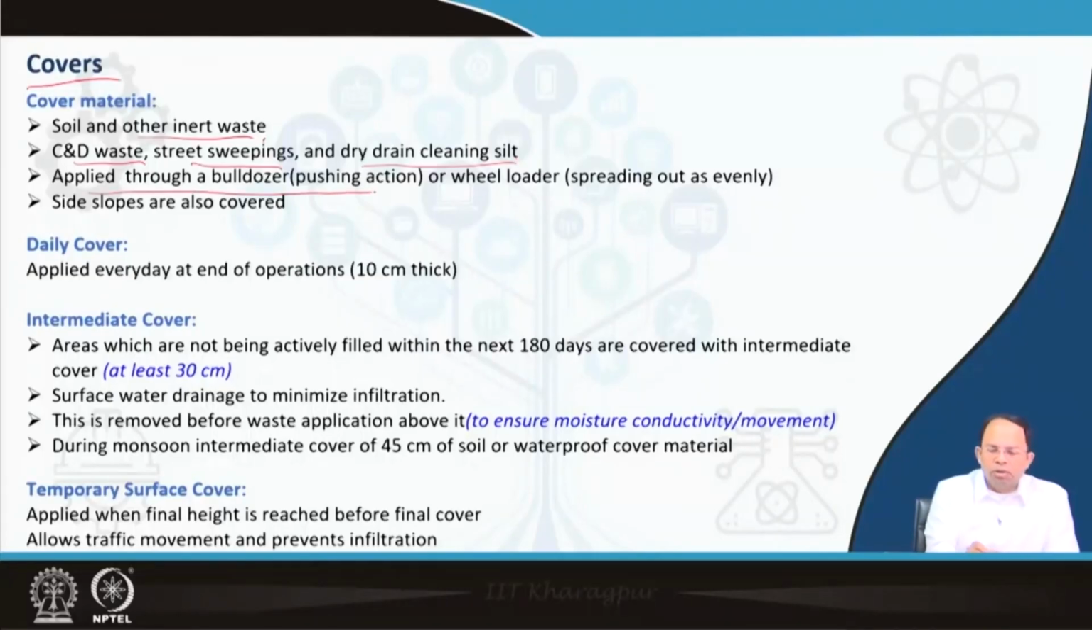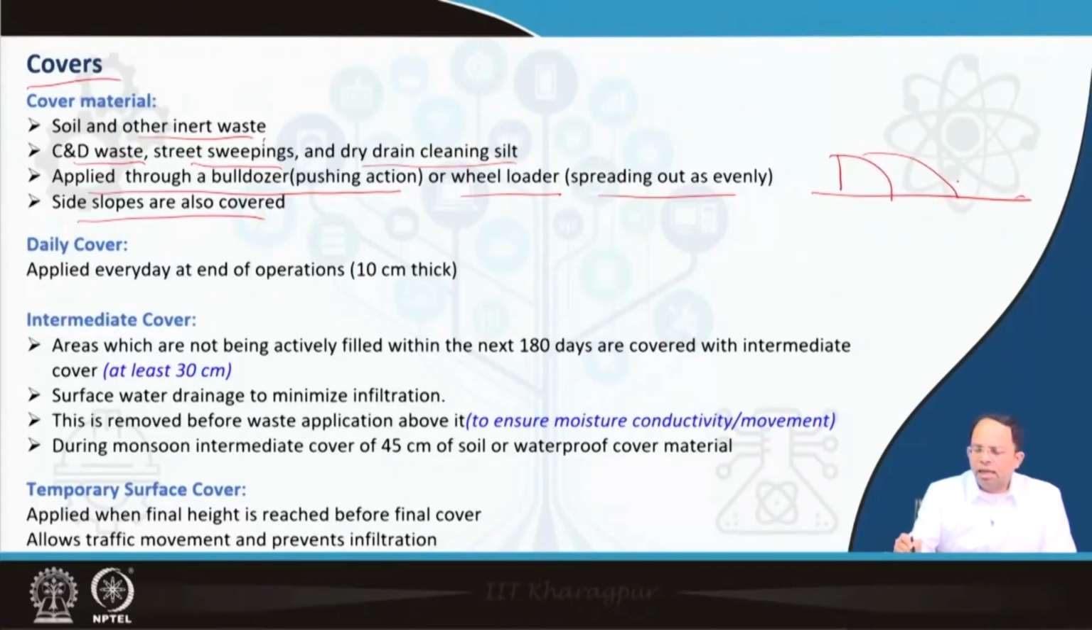It is applied by a bulldozer pushing it, or a wheel loader spreading it out as evenly as possible on that particular waste surface. Side slopes are also covered. So this is how the overall cover looks. Cover is done in many stages. As we discussed earlier, at the end, when each cell is done, we put a soil cover, right? 10 centimeter. Now once a group of cells are done, and we move on to maybe another area, in that case we have to provide an intermediate cover.